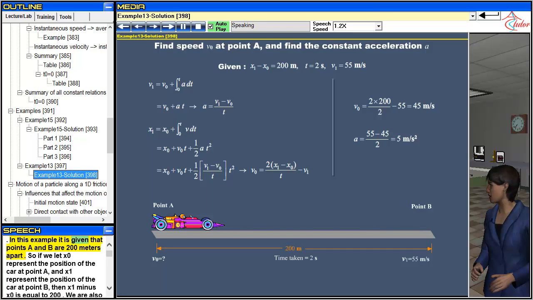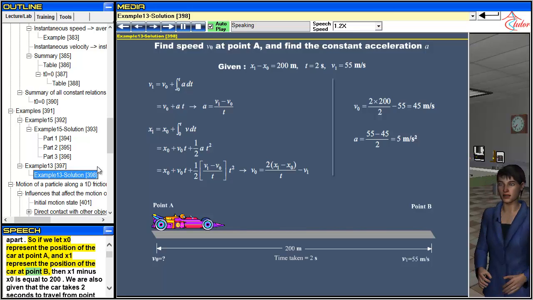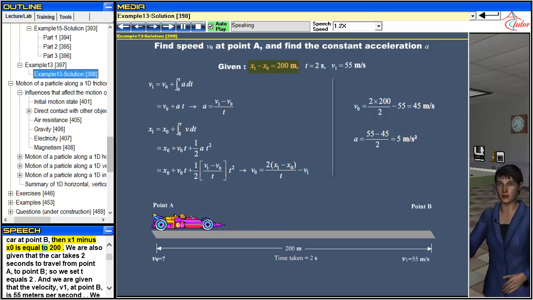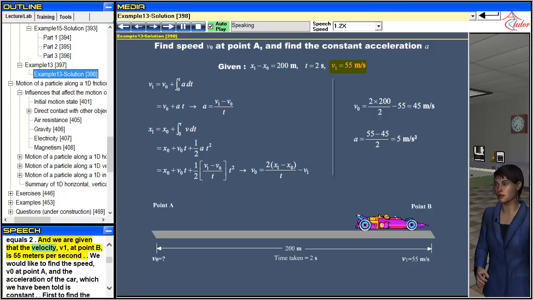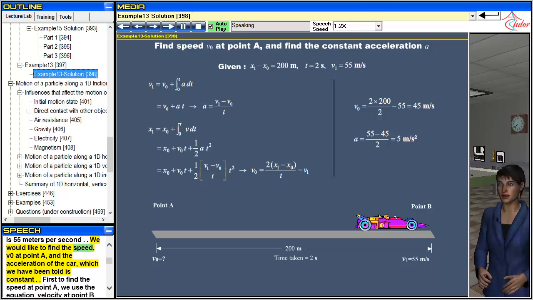In this example it is given that points A and B are 200 meters apart. So if we let x0 represent the position of the car at point A, and x1 represent the position of the car at point B, then x1 minus x0 is equal to 200. We are also given that the car takes 2 seconds to travel from point A to point B, so we set t equals 2. And we are given that the velocity, v1, at point B, is 55 meters per second. We would like to find the speed, v0 at point A, and the acceleration of the car, which we have been told is constant.